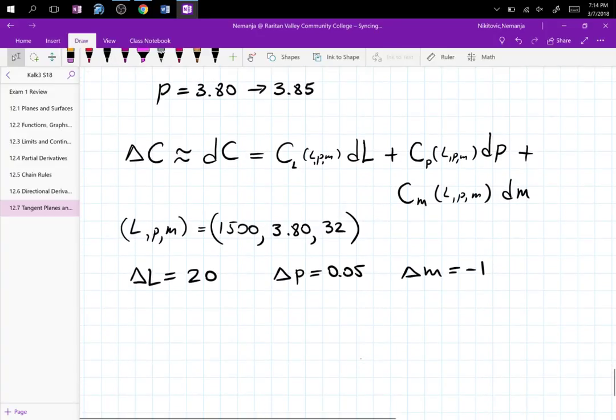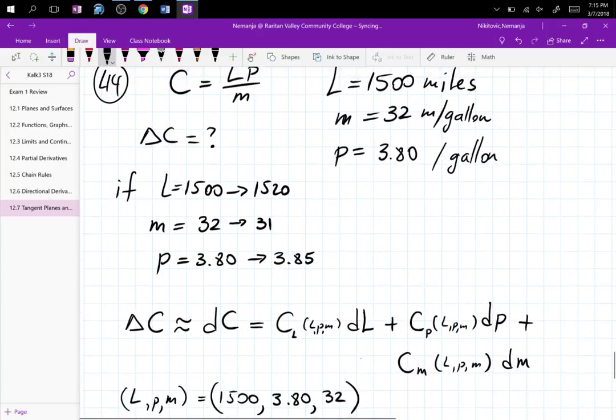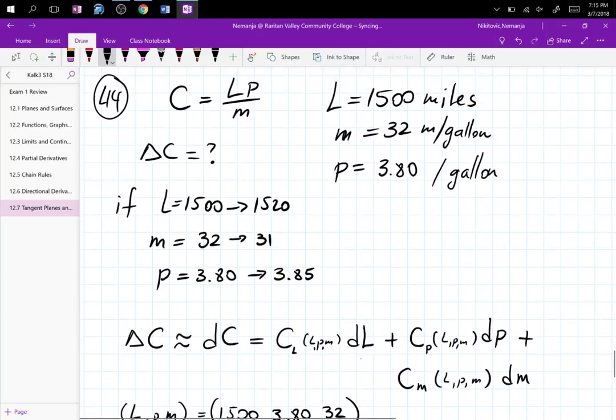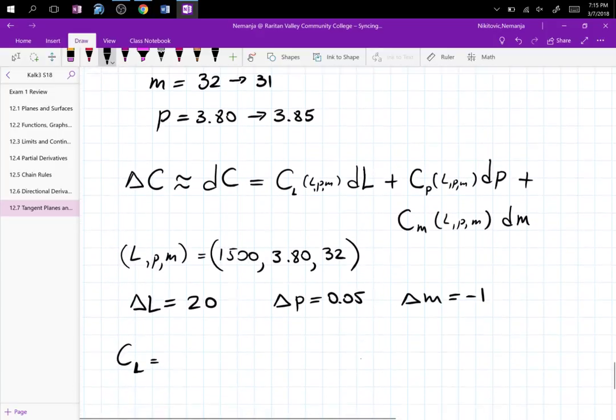I also need partial derivatives. So C_L, the partial derivative with respect to L. If L is the variable, we are looking at the function. I'm going to write the function down: LP over M.